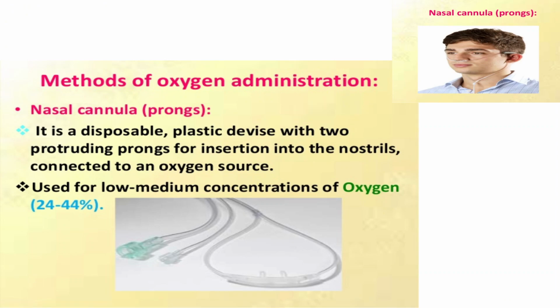Commonly used is the nasal cannula. It's a disposable plastic device with two protruding prongs which can be inserted into the nostrils, and it can achieve a concentration of 24 to 44%, not beyond that. See, environmental oxygen concentration is around 20%. So the extra concentration of oxygen achieved by the nasal cannula would be about 4 to 20% additional. So 24 to 44% is the maximum concentration achieved by the cannula.